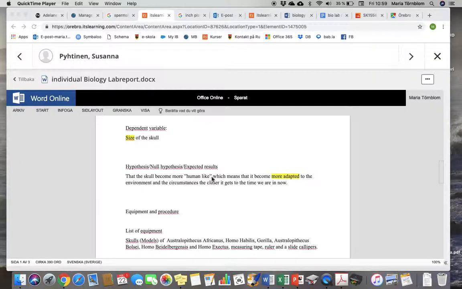And also here in your hypothesis, the skull becomes more human-like, which means that it becomes more adapted. I think you can develop that a little bit more.